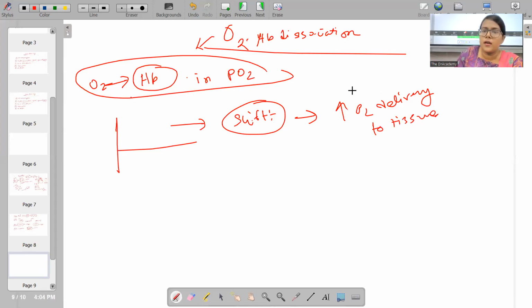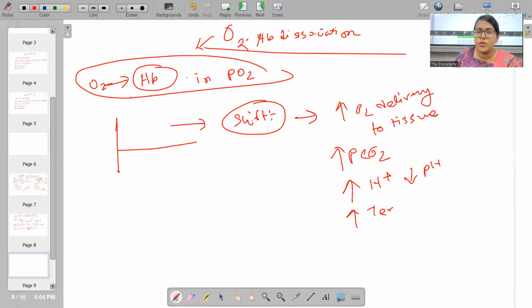So imagine conditions where your tissue needs more oxygen, those are the conditions where this curve will be shifting to the right. So what are those conditions? For example, when the partial pressure of carbon dioxide is increased, when there are acidotic changes in the body, so that means when the hydrogen ion concentration is increased or the pH is reduced, okay? When there is increased temperature or increased 2,3-DPG levels.